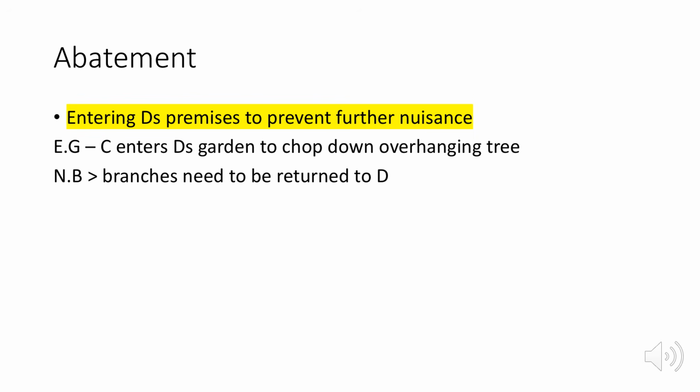The next remedy is abatement. This usually means entering D's premises to prevent a further nuisance. This usually comes from a court order, but it doesn't have to all the time. So C enters D's garden to chop down an overhanging tree, and the branches need to be returned to D in order for it to be within the law.